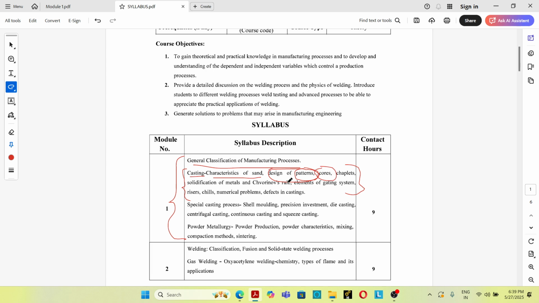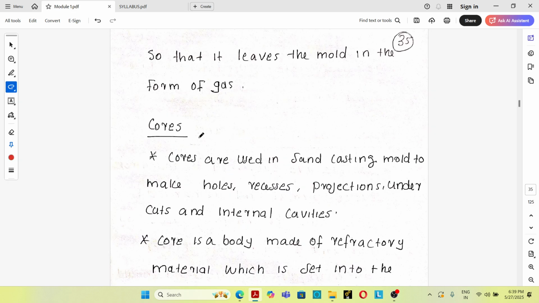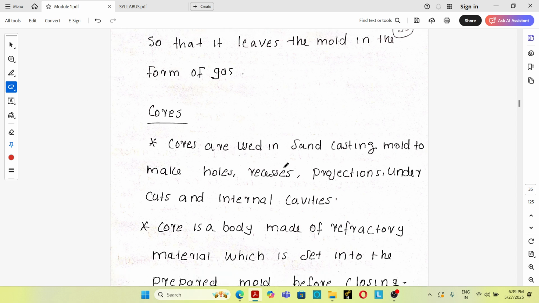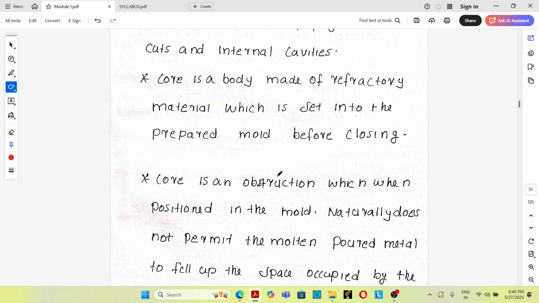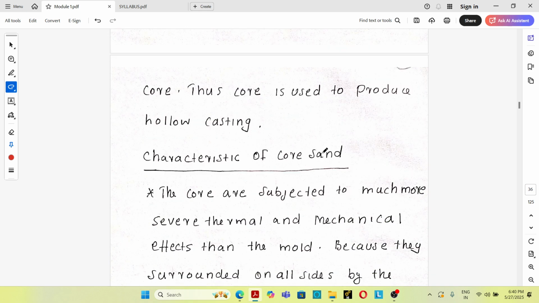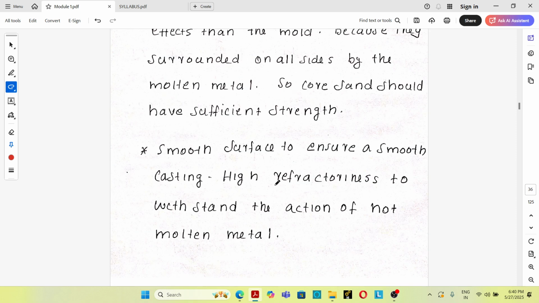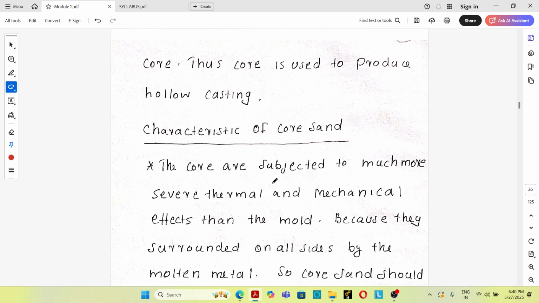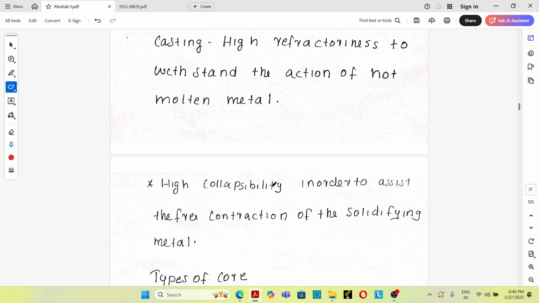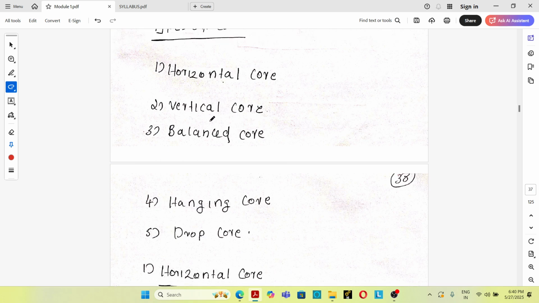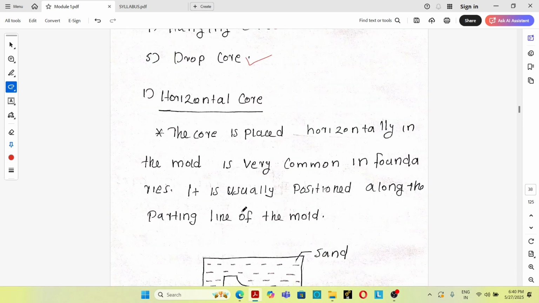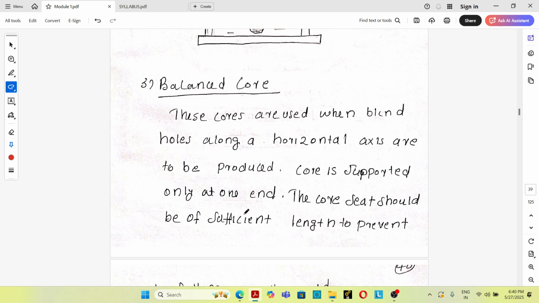Then core, meaning mold core. Core is a very important topic. We are going to discuss the importance of core, the mold core, and the characteristics of core sand. Core sand means the sand used for making the core in the sand casting mold. Then the different types of core: almost five types, horizontal core, vertical core, balanced core, hanging core, and drop core. All these types of core should be studied with a figure.